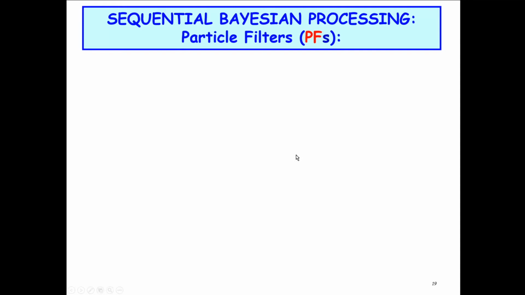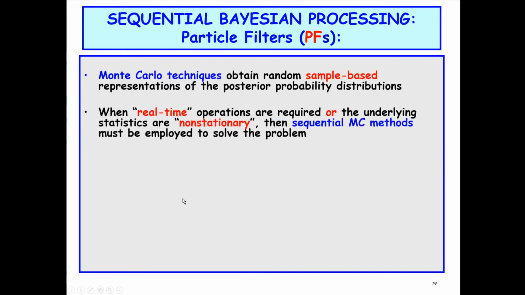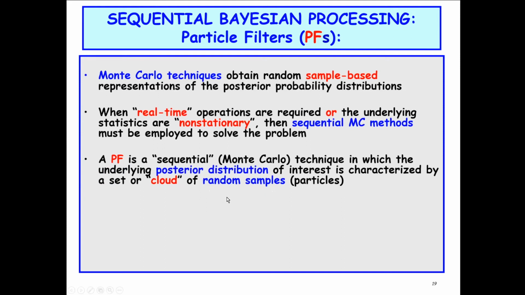Okay, so now we're going to talk about sequential Bayesian processing. Again, the sequential techniques are Monte Carlo techniques now. They're obtained from a sample-based representation, just like we did for the Gaussian data. If you have a real-time process, or the data is non-stationary, so the statistics vary as a function of time, then sequential methods have to be employed. You can't just take a batch of data and try to come up with it. A particle filter is a sequential Monte Carlo technique in which the underlying posterior distribution of interest is characterized by a set, or cloud, of random samples, and those are the particles.